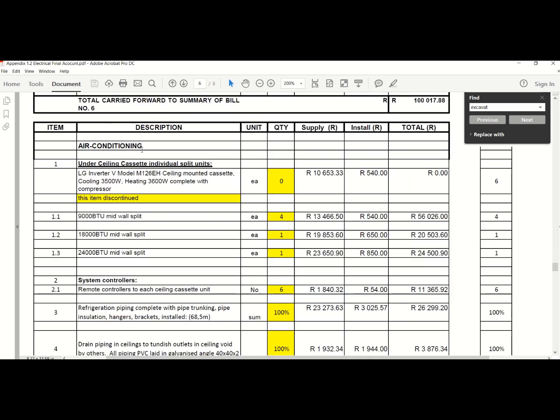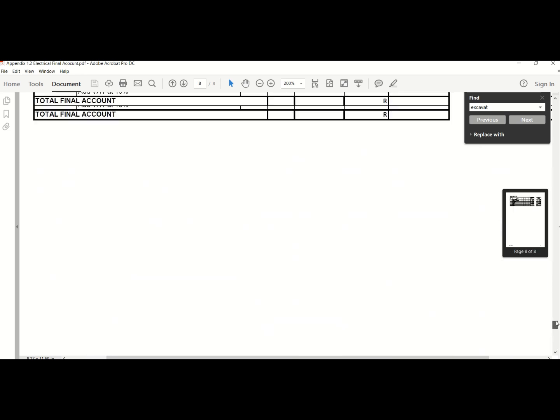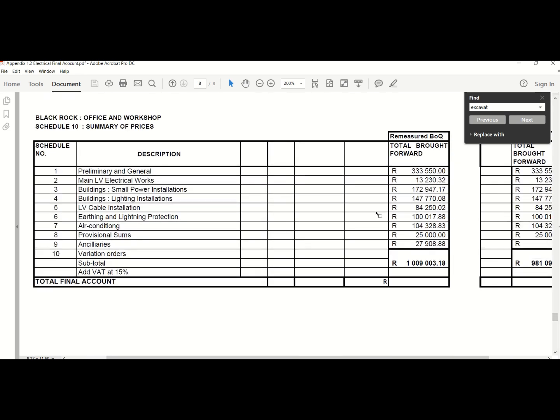So you would see air conditioning is included here. Let me just quickly go to the summary. Okay, so the summary is where you get a lot of your information. So you would have your main low voltage installation, small power installations, lighting installations, low earthing and lightning protection. Although most of you with residential buildings won't necessarily have lightning protection, only earthing. That's all that's required for any COCs.